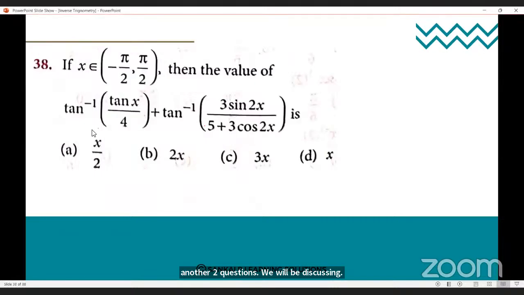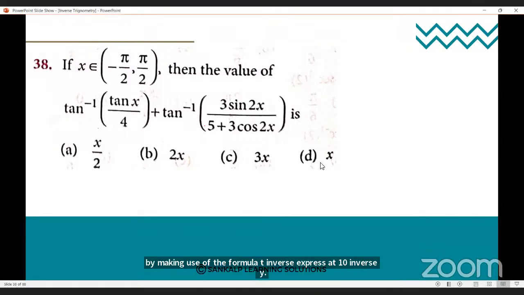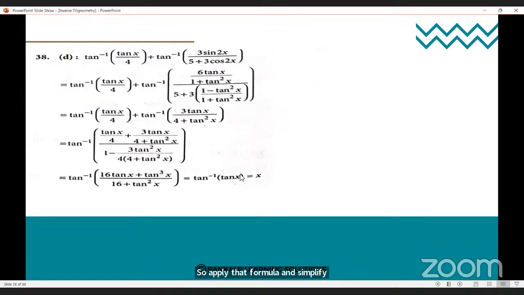So here you see, again it is given in the form of tan inverse tan x upon 4 plus tan inverse 3 sin 2x upon 5 plus 3 cos 2x. So in this example, question number 38, again the function is in the form of tan. So we need to simplify it by making use of the formula tan inverse x plus tan inverse y. So apply that formula and simplify it. The answer will be equal to x. So it is a similar question.